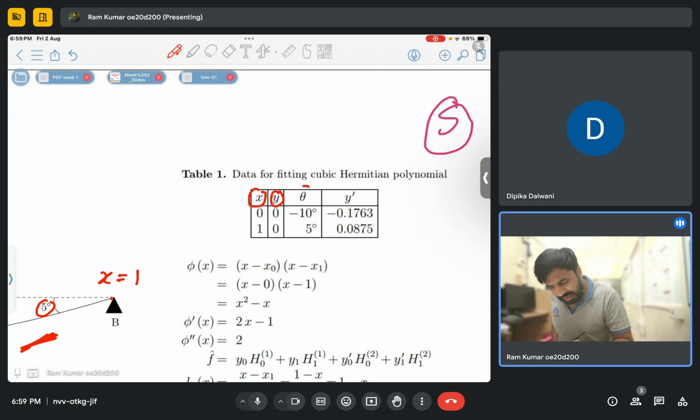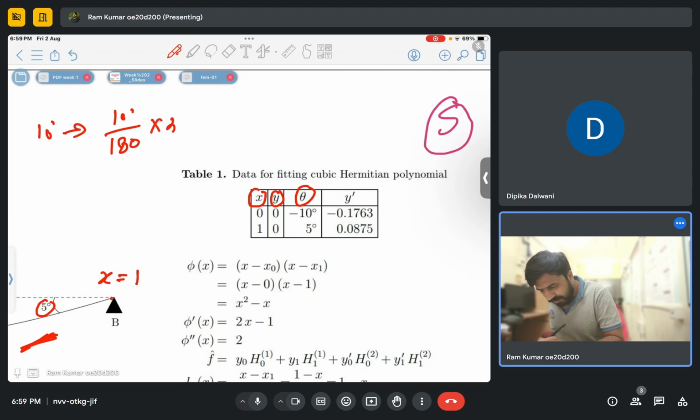Then theta is the y dash. So this is in 10 degree. If we are going to convert 10 degree to radian, so 10 degree divided by 180 into pi, it will be minus 0.1763. So this is same.